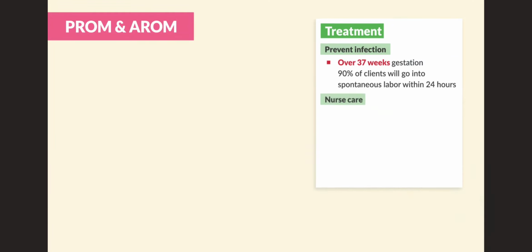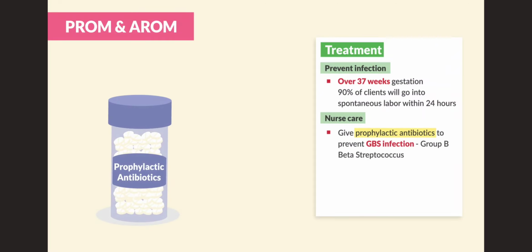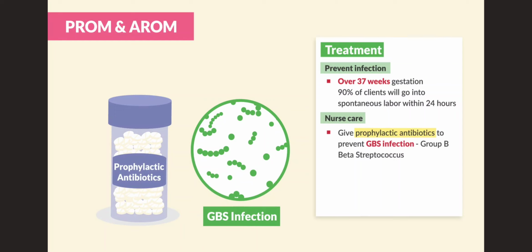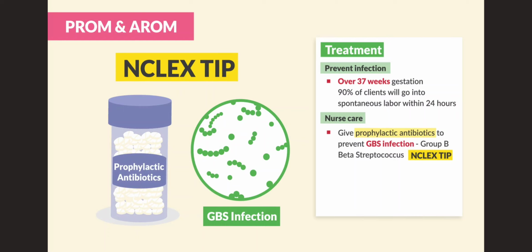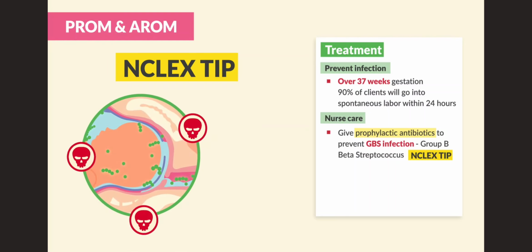Now, in terms of nursing care, it is a priority to give prophylactic antibiotics to prevent GBS infection, that group B beta streptococcus infection. Huge NCLEX tip, so be sure to write that down. Prophylactic antibiotics. Now, this is very serious in terms of infection because it can be transmitted to the newborn during delivery, resulting in a deadly complication like neonatal GBS sepsis and even pneumonia.